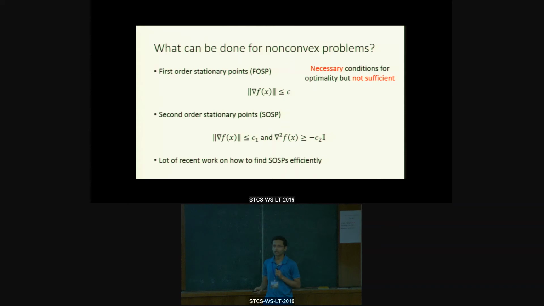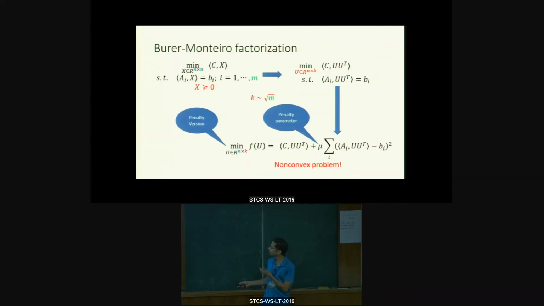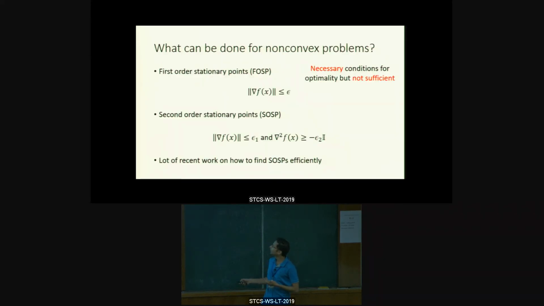And there has been a lot of recent work on finding second order stationary points efficiently, even for large scale problems. And if we apply those methods to this particular problem, we can find these second order stationary points. We should also note that first order stationarity and second order stationarity are necessary conditions for optimality but not sufficient. So in general, these are not sufficient to guarantee any kind of global optimality or even local optimality. But for the particular problem that we are interested in, because it's of a very special nature, we might wonder whether second order stationary points have any nice structure.